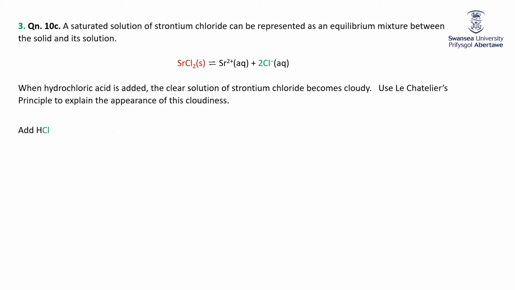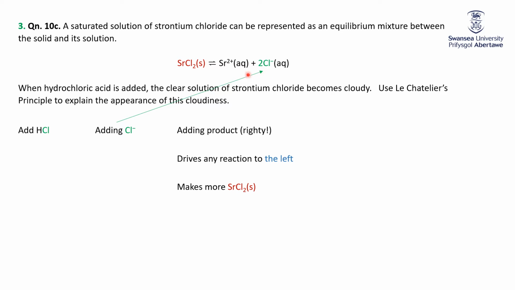Well, let's see. If we add HCl, we're effectively adding Cl-, and there's Cl- on the right. So we're adding a righty, or a product. And for any reaction, when you add a righty, it will drive the equilibrium to the left. So as we drive this equilibrium to the left, we're going to make more of the SrCl2, which is, of course, a solid. So as we add the HCl, driving the reaction in this direction, we start making a solid. And when you make a solid in a solution, it goes cloudy. So the cloudiness is the precipitate of SrCl2, and the SrCl2 is precipitating because by adding chloride you're forcing the reaction towards the solid strontium chloride.